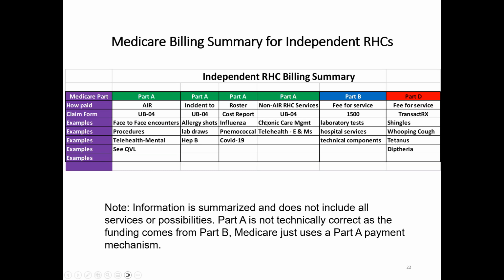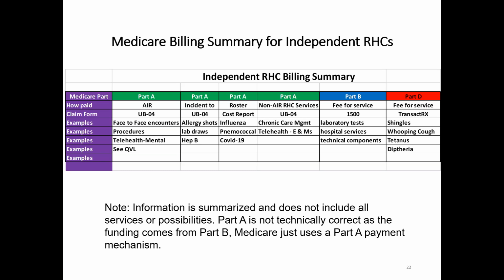That's all the stuff that's covered under the RHC benefit, even though some of these aren't paid under the all-inclusive rate. Over here in the blue category, this is Medicare Part B. These are things that are paid fee for service, and for an independent RHC, you bill those on a 1500. Things like all lab tests, including the 6 required lab tests, you can bill those to Medicare Part B and get paid fee for service.